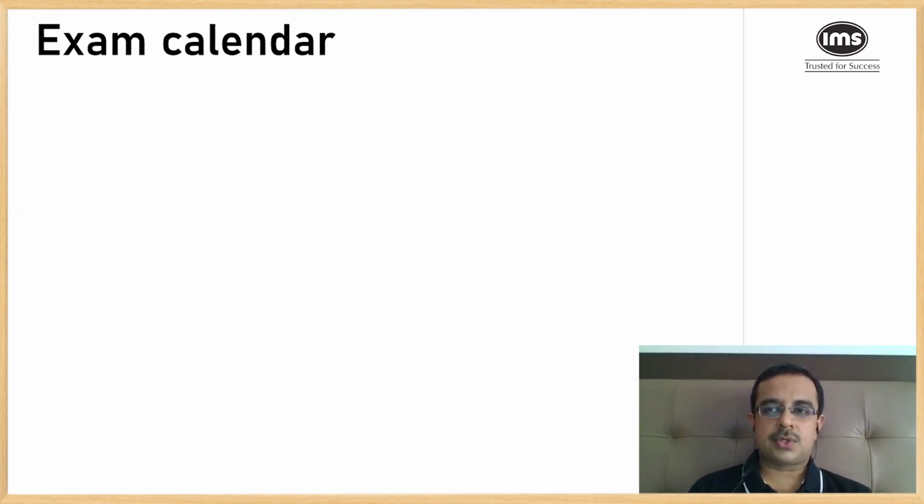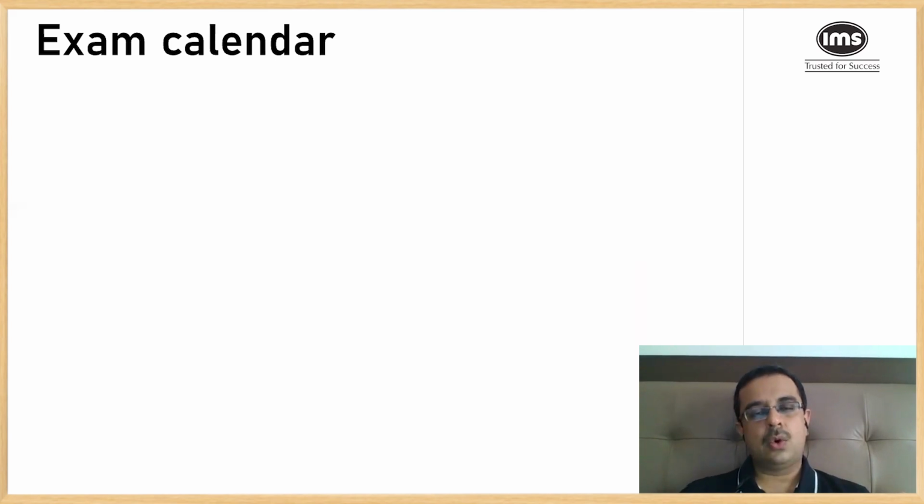So coming back to what I was talking about, let's look at the exam calendar. In a typical year, the MBA exam season would start around October and go right up to around March. So October to March, these 6 months, are what we call the exam season.